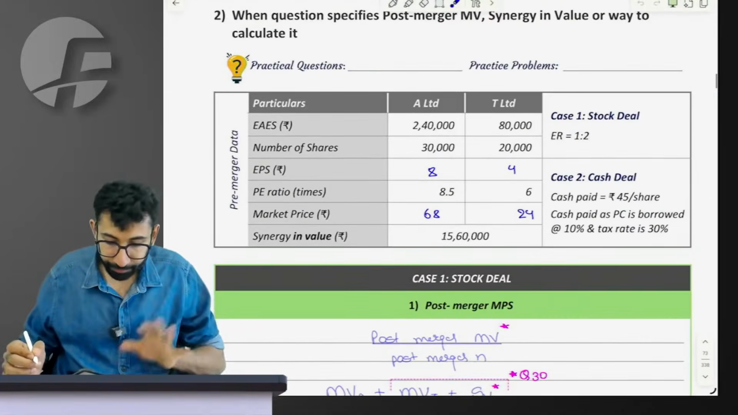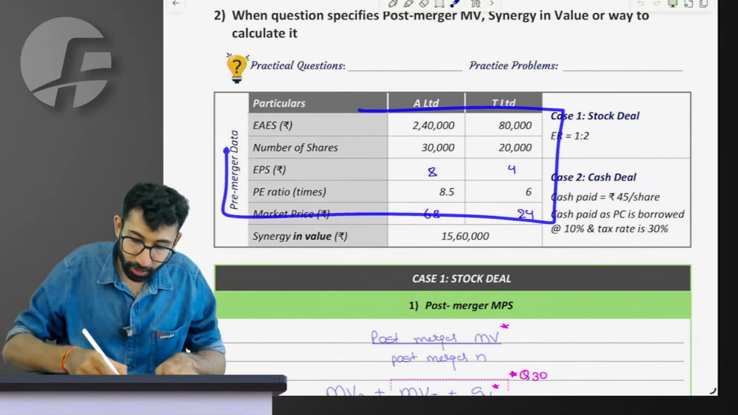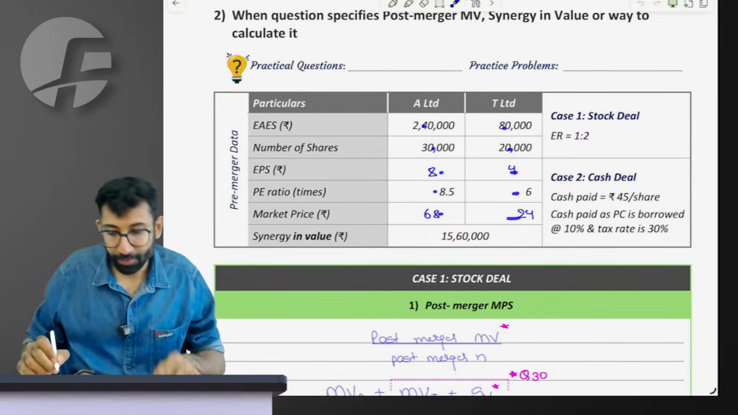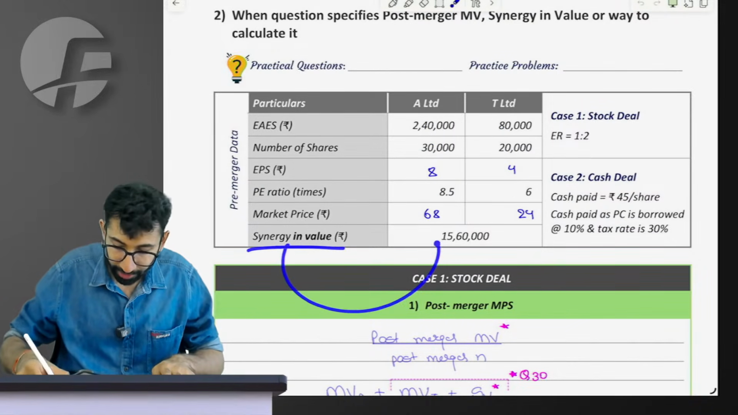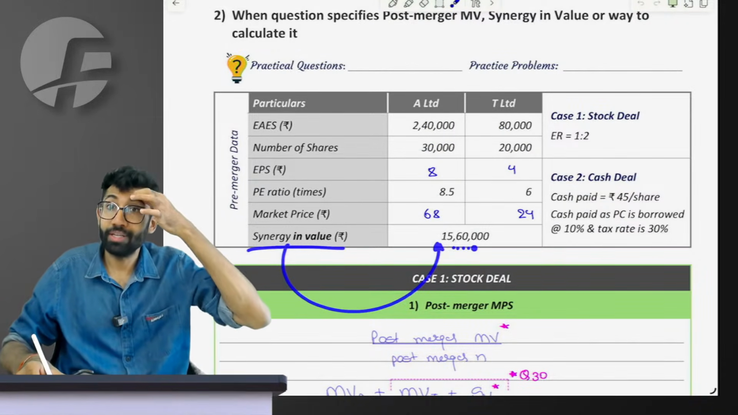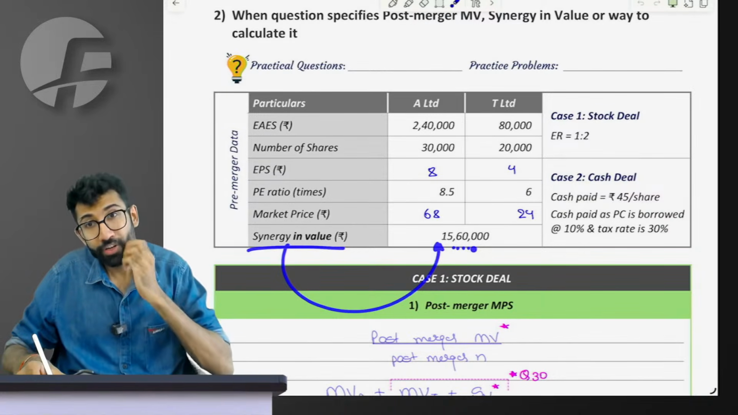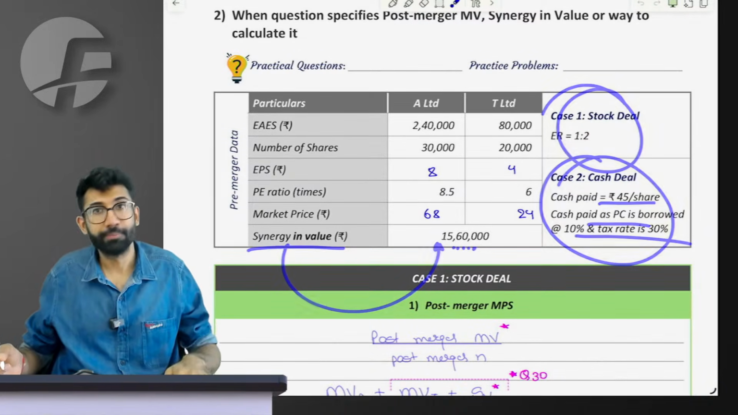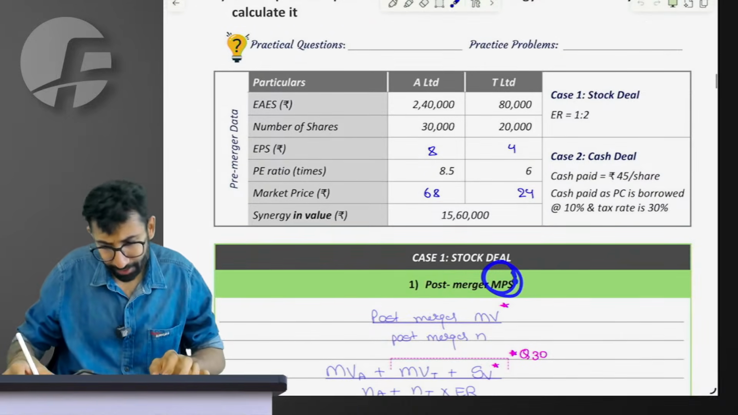Observe the data given. There are two companies. The pre-merger data of both the companies is the same: 240 profit, number of shares, PE, MPS all the same. But this time what they have given to me is the synergy in value of 15,60,000. There are two ways I can acquire you: stock deal 1:2, cash deal 45, same story. Post-merger MPS I have to find.